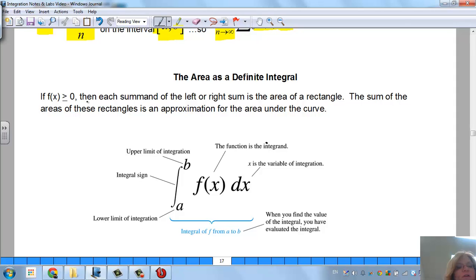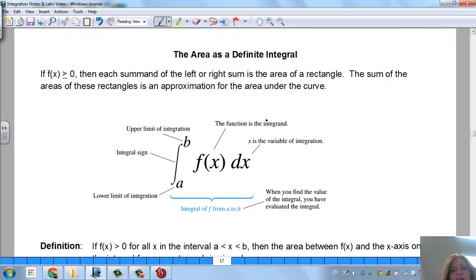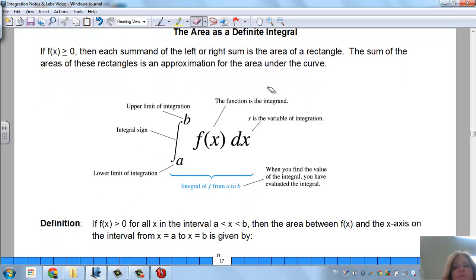If f of x is greater than or equal to 0, then each term of the left or right sum is the area of a rectangle. The sum of the areas of these rectangles is an approximation for the area under the curve. We want the exact area under the curve, so we can use an actual integral. Here's your lower limit of integration, here's your upper limit, so this is your beginning, your end. Here's your integral sign. This is your function as an integrand, and x is the variable of integration. When you find the value of your integral, you have evaluated the integral.